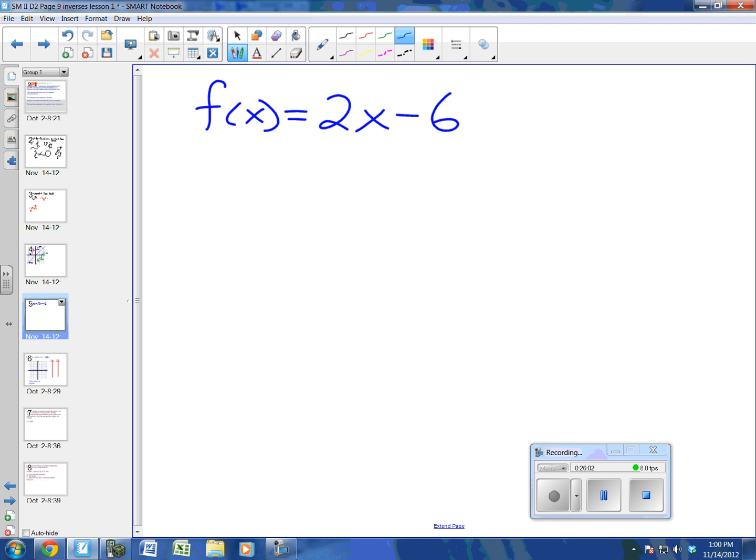Well, first of all, what kind of function is this, you guys? Linear. And it's not a vertical line, right? Because vertical lines look like something like x equals 2. So y equals 2x minus 6. So we know that all lines pass the vertical and horizontal line test. So this one does have an inverse. You're going to take this f of x, and you're going to change it to y equals 2x minus 6.